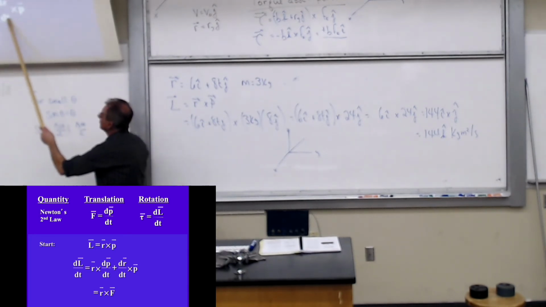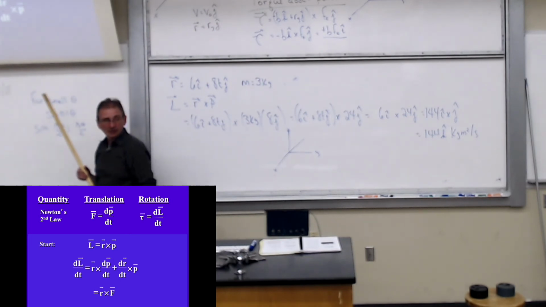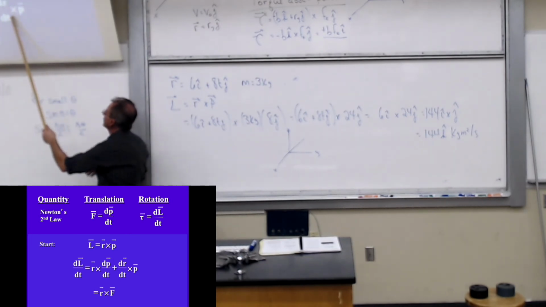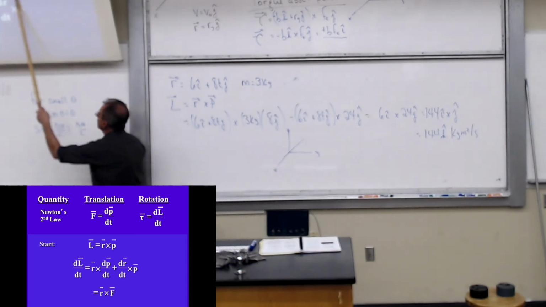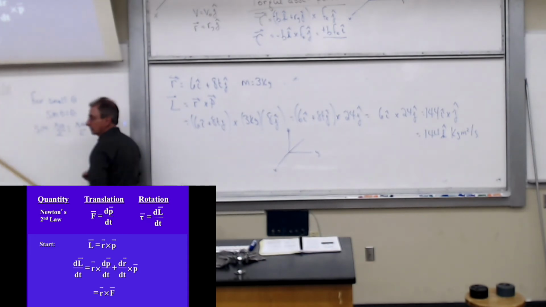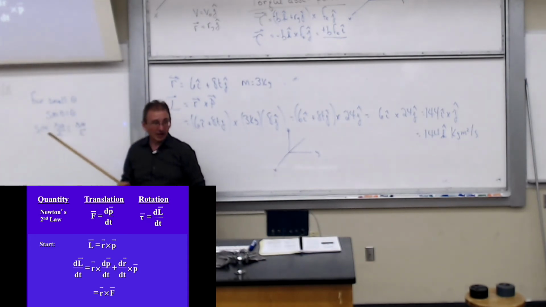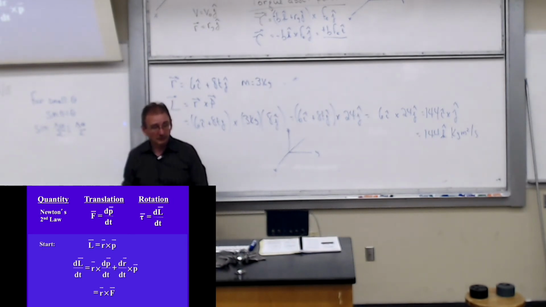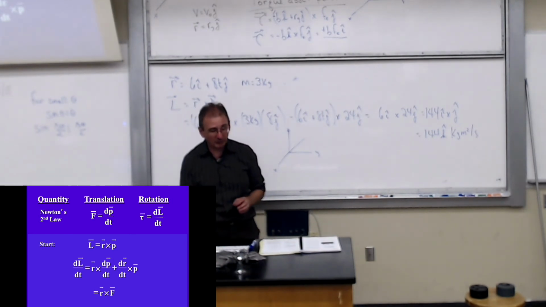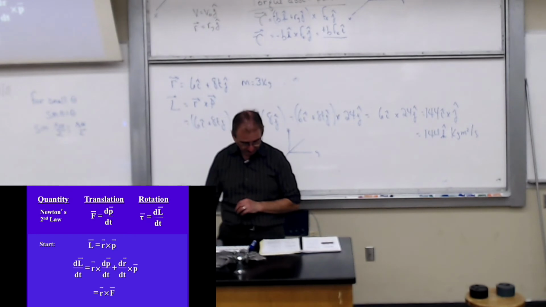What's dr dt? It's the velocity, so you have velocity crossed mv. What's v cross v? 0. So this term is 0, and so you get r cross F. So the time derivative of the angular momentum is the torque. Okay? The time derivative of the angular momentum is the torque.